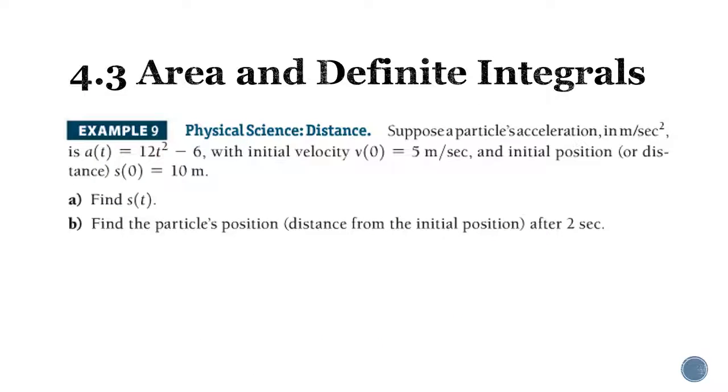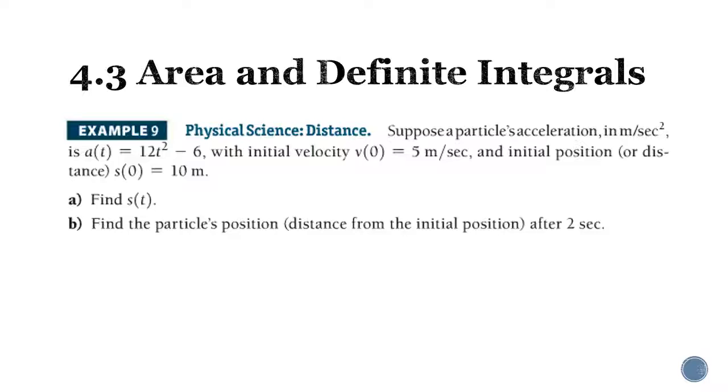Okay, another physics problem here, on acceleration. Suppose a particle's acceleration is a of t equals 12t squared minus 6. The initial velocity is 5 meters per second, so when t is 0, v is 5. The initial position, when t is 0, is 10. Find s of t.